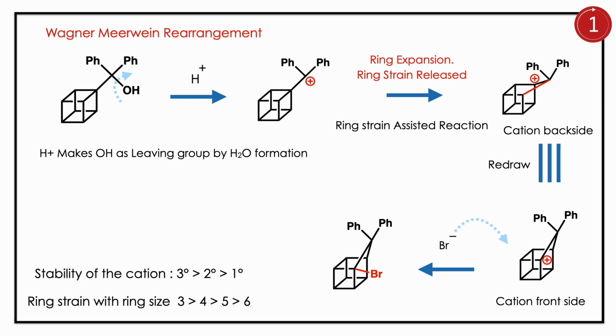For our understanding, just quickly redraw the molecule to have the cation on the front side. So bring the cation to the front side, bromine attacks, and you have the final product. The concept you have to learn here is that even with a stable system, Wagner-Meerwein rearrangement is possible because it creates extra stability. Here cubane is stable, but still it will undergo rearrangement to become a 5-member, less strained system.